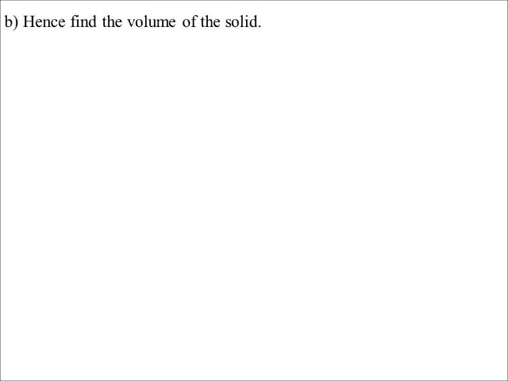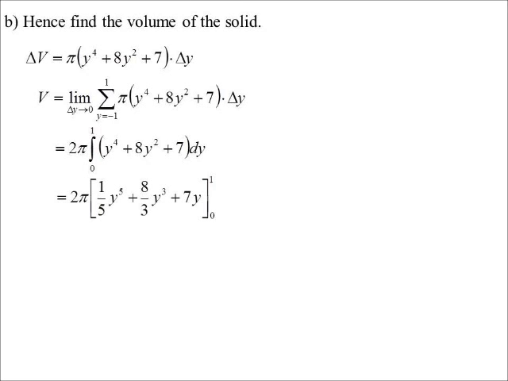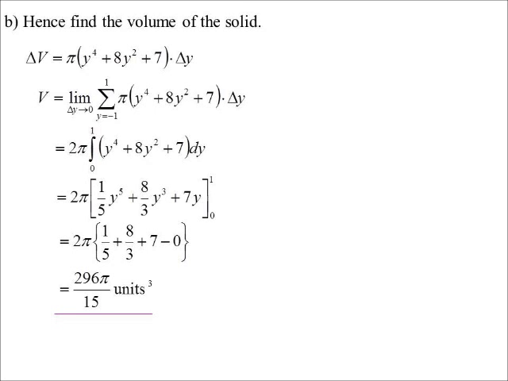Hence, go and find the volume of the solid. Okay, well, I know the element of the volume, delta V, will be that area times the change in the y value in this case. So we're summing from, and we were going from a y value of negative 1 up to a y value of positive 1. And looking at the picture, we do have a symmetric shape there. So I can go twice from 0 to 1. And we'll just integrate that. And there we go, 296 pi on 15.